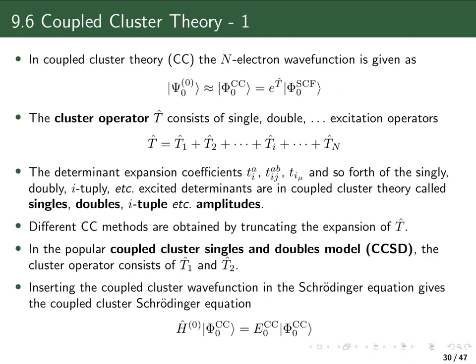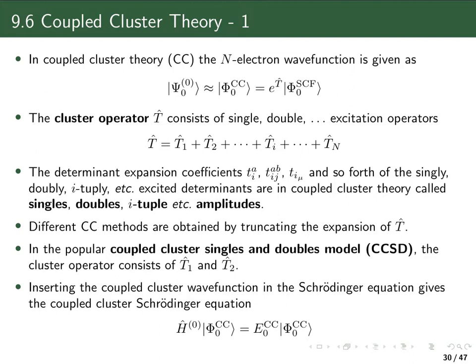n-electron system. And here we should remember that, for example, the T1 operator is the sum of all the single excitation operators multiplied or weighted by some expansion coefficients t_i^alpha. So when acting on the Hartree-Fock wave function, it will generate all the singly excited determinants weighted with these expansion coefficients. And similar for the T2 operator, which generates all doubly excited determinants.